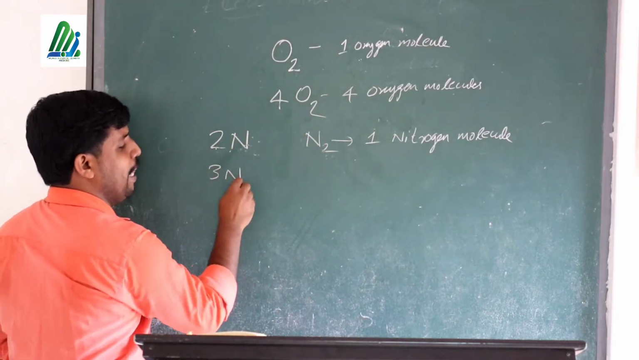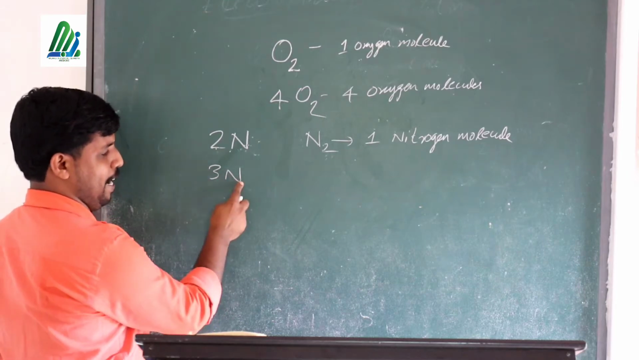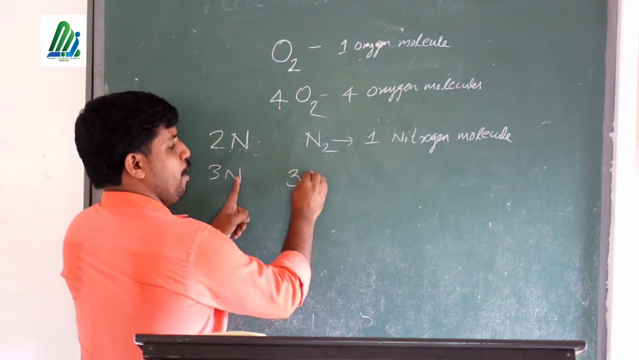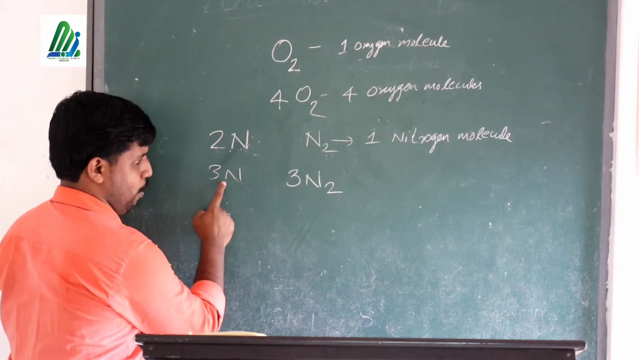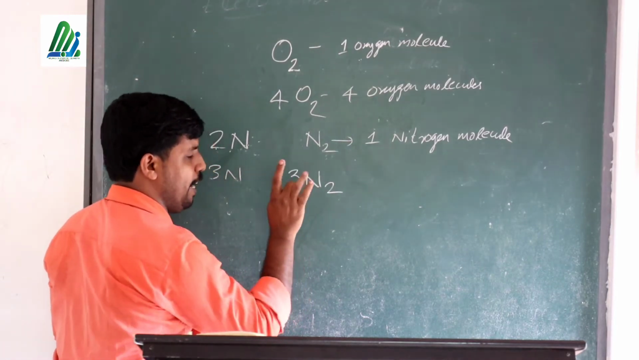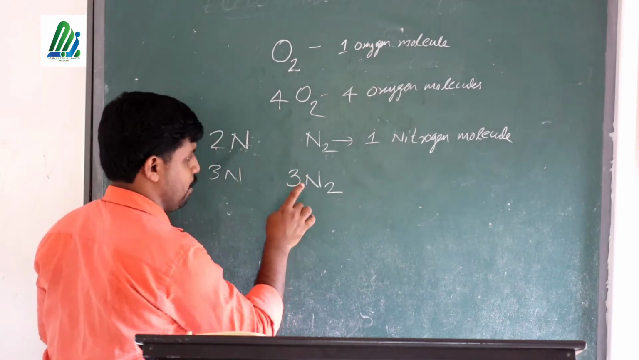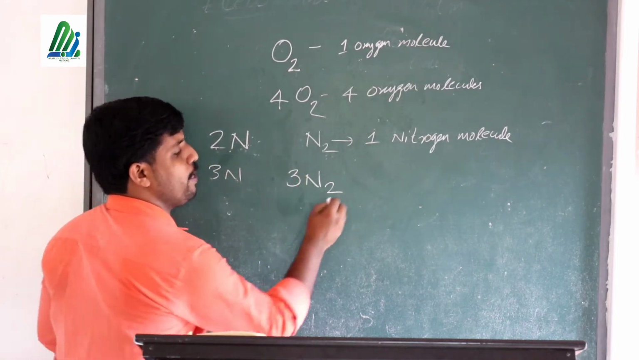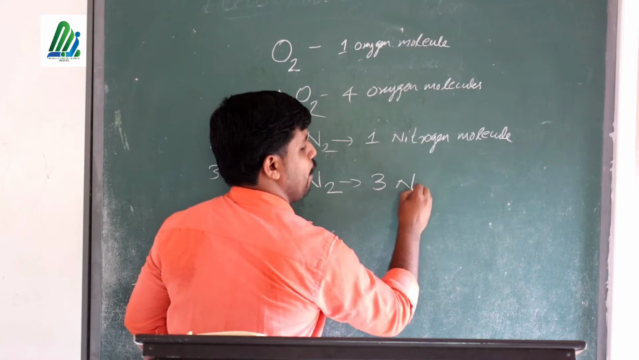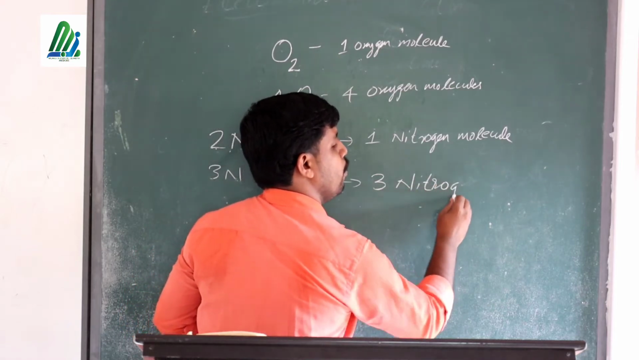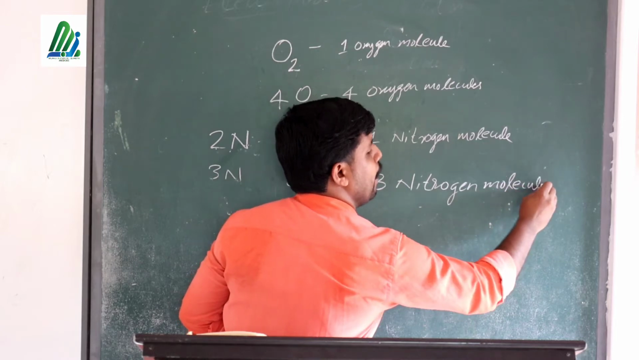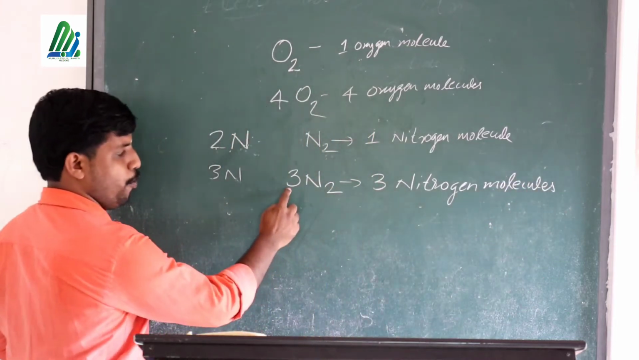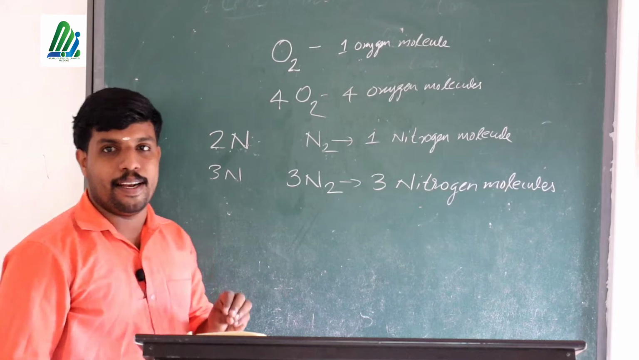If you write 3N, it is three nitrogen atoms. But if you write 3N2, what is the difference? Here N2 is one nitrogen molecule, so 3N2 means three nitrogen molecules.